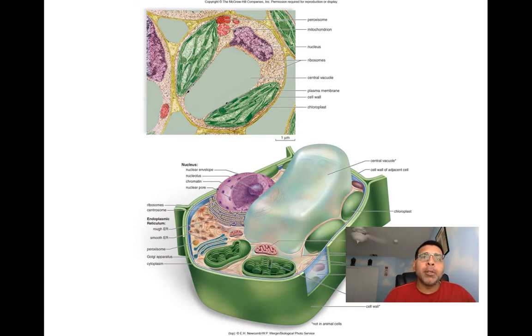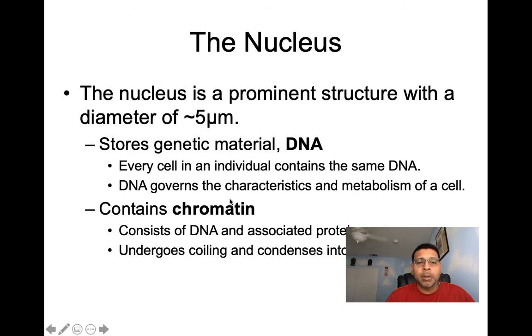In relation to the factory analogy, you can think of the nucleus as the head office. DNA is going to decide the characteristics of a cell and its metabolic functioning.